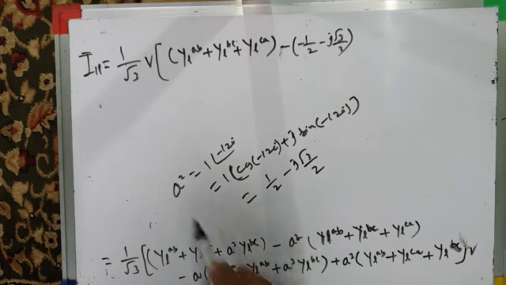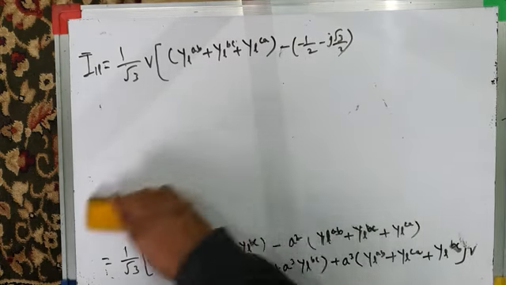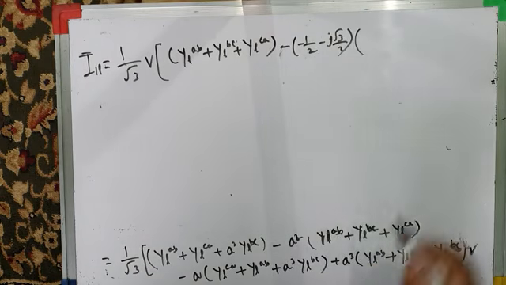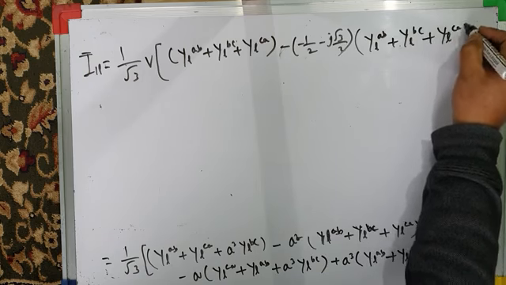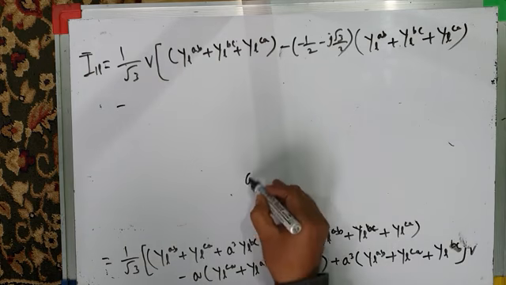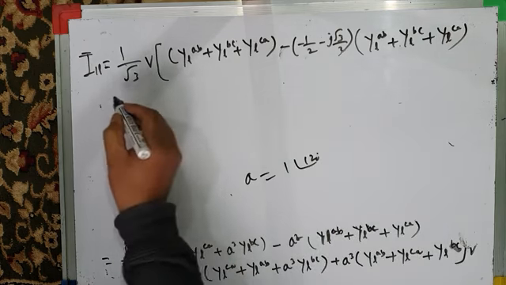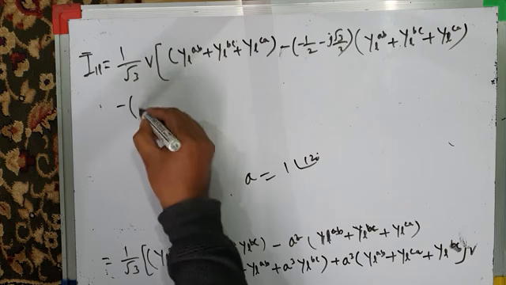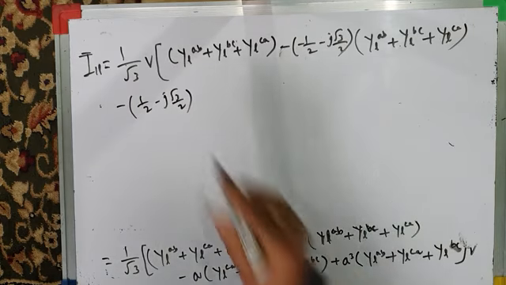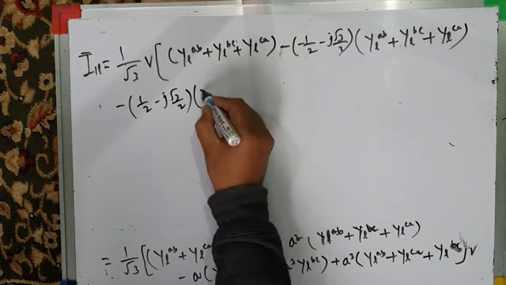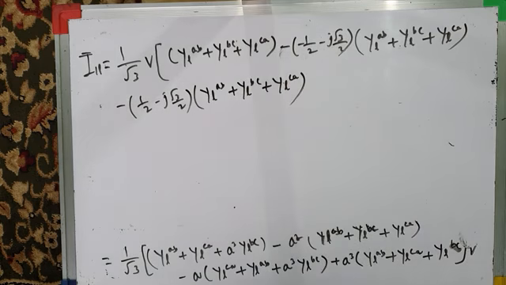A square I am replacing by minus 1 by 2 minus j root 3 by 2, into this thing YLAB plus YLBC plus YLCA, and then minus A. What is A? A is 1 at an angle of 120 degrees, which is 1 cos 120 degrees plus j sin 120 degrees, which is equal to minus 1 by 2 plus j root 3 by 2. That is the value of A. Into YLAB plus YLBC plus YLCA.